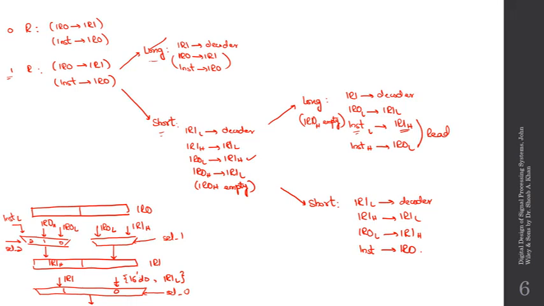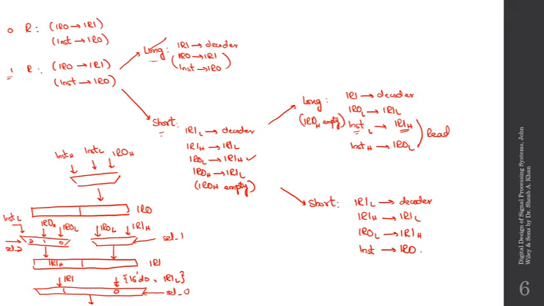Now coming to IR0, the possibilities again are numerous. The first possibility can be that we can either save the content of IR0H, or we can save the lower part of instruction, or we can save the higher part of instruction.